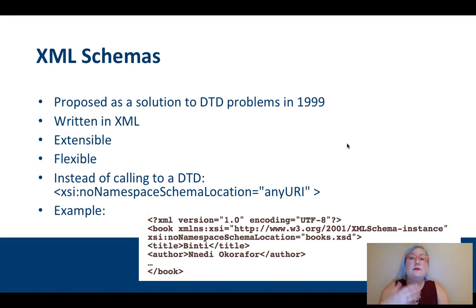XML Schema was proposed as a solution to the problems associated with document type definitions. We know that XML has that flexibility. It's extensible, right? You can keep adding on to it. You're not limited in that way that you are with document type definitions. And in order to refer to an XSD, you would include this language here, and then you would have your own XSD, or XML schema definition, linked in this line of code right here.